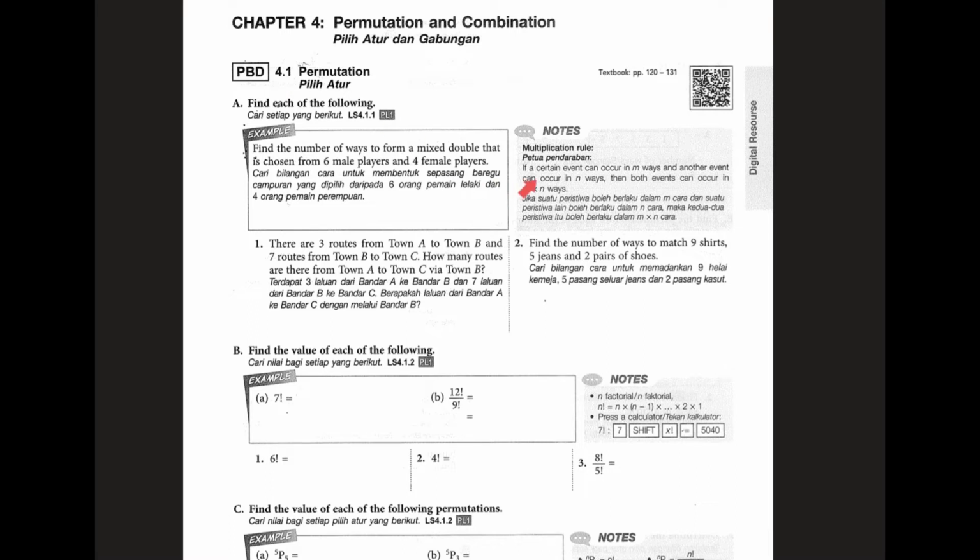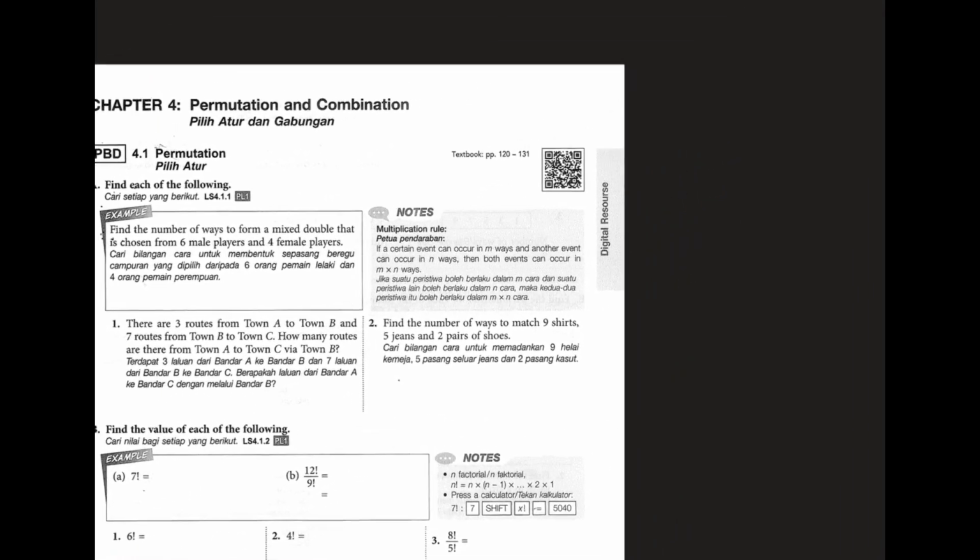Okay, so for example, you can see here, permutation is related to the multiplication rule. So that's why at the beginning we have the multiplication rule. They say if a certain event can occur in m ways, and another event can occur in n ways, then both events can occur in m times n ways. So what is this? I give you one example. If a certain event can occur in m ways.